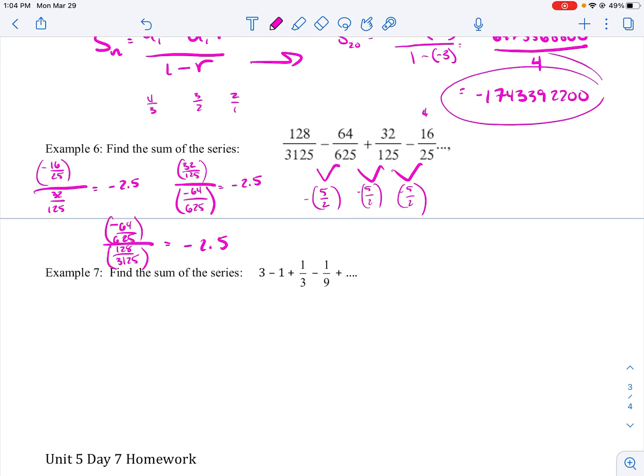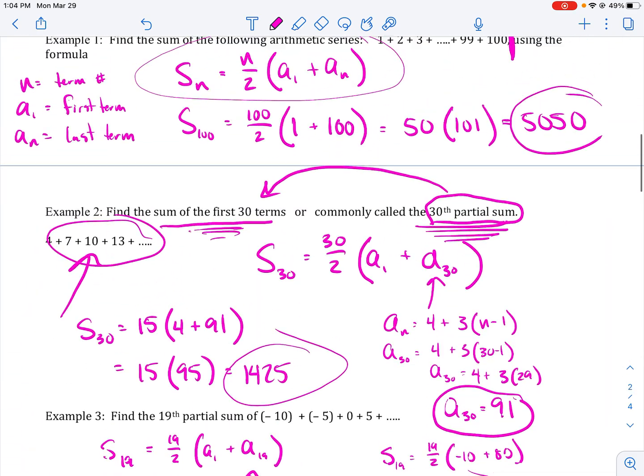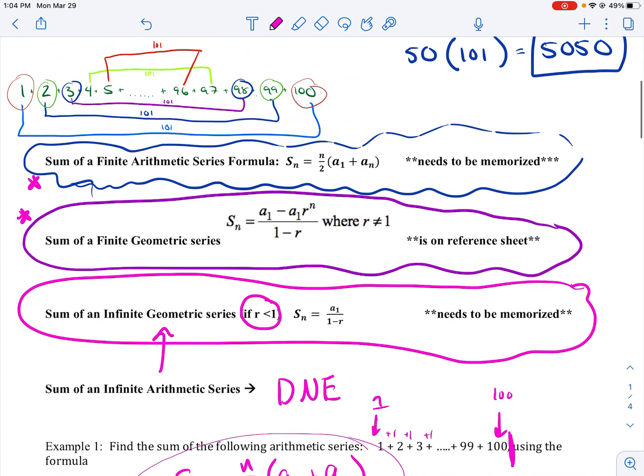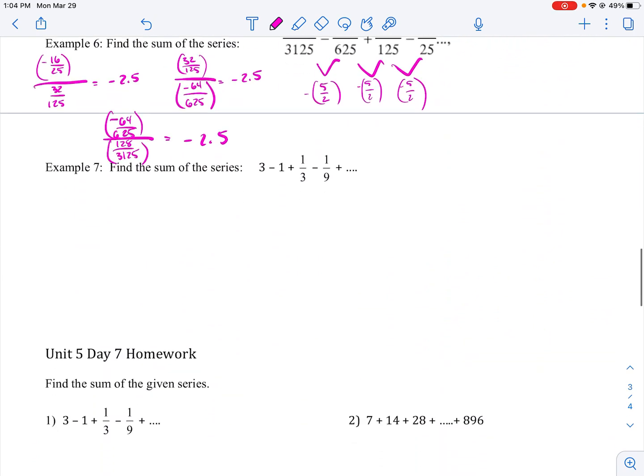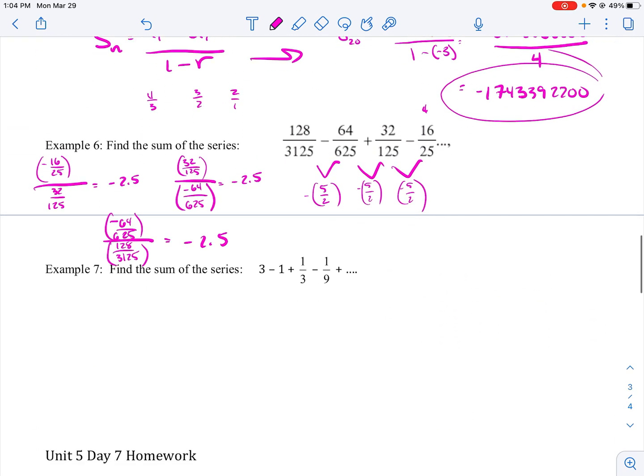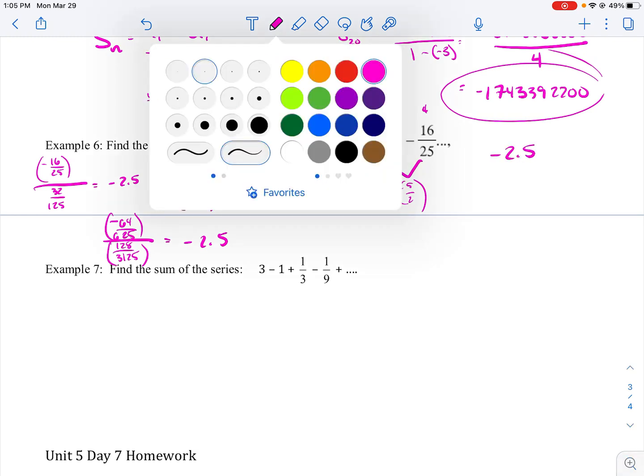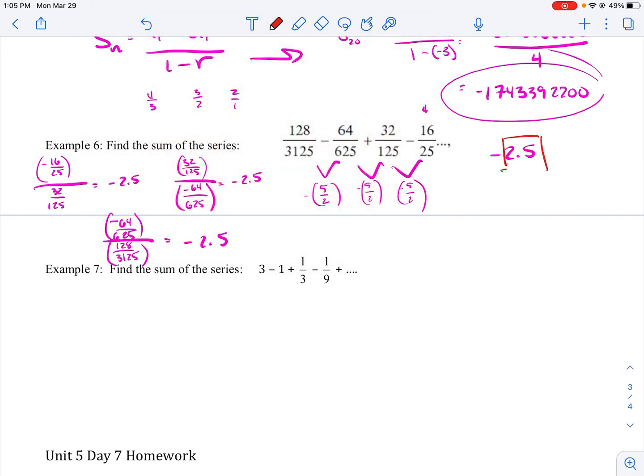Now, here's the kicker, okay? Going back up to the top, it's got this special thing right here. It says if r is less than 1, okay? So when we're talking about the r, we're talking about the actual number here. Even though we're increasing by a negative 2.5, I'm focused at this guy right here, okay? And so let's just take this a step further and see what happens if I keep multiplying by a negative 2.5, okay? So 16 divided by 25, oh, I'm sorry, whoops.